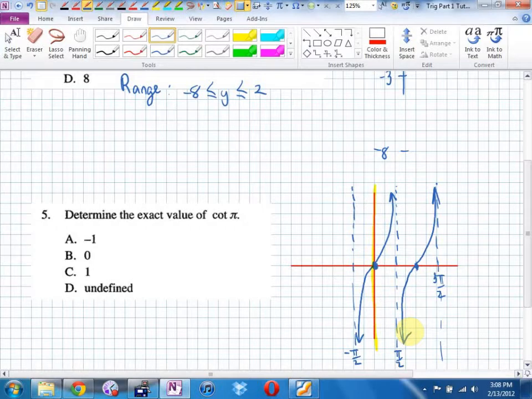Now here's the key then. It looks like the tangent of pi is 0. So what would the cotangent be? Undefined, because zeros become undefined. That's one way to do it.